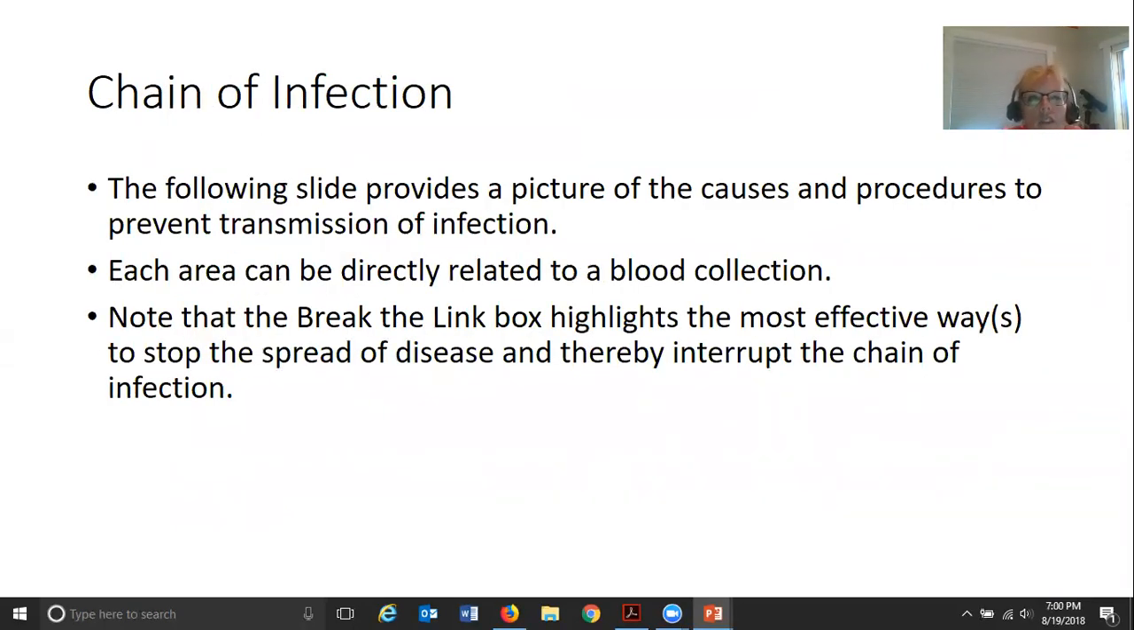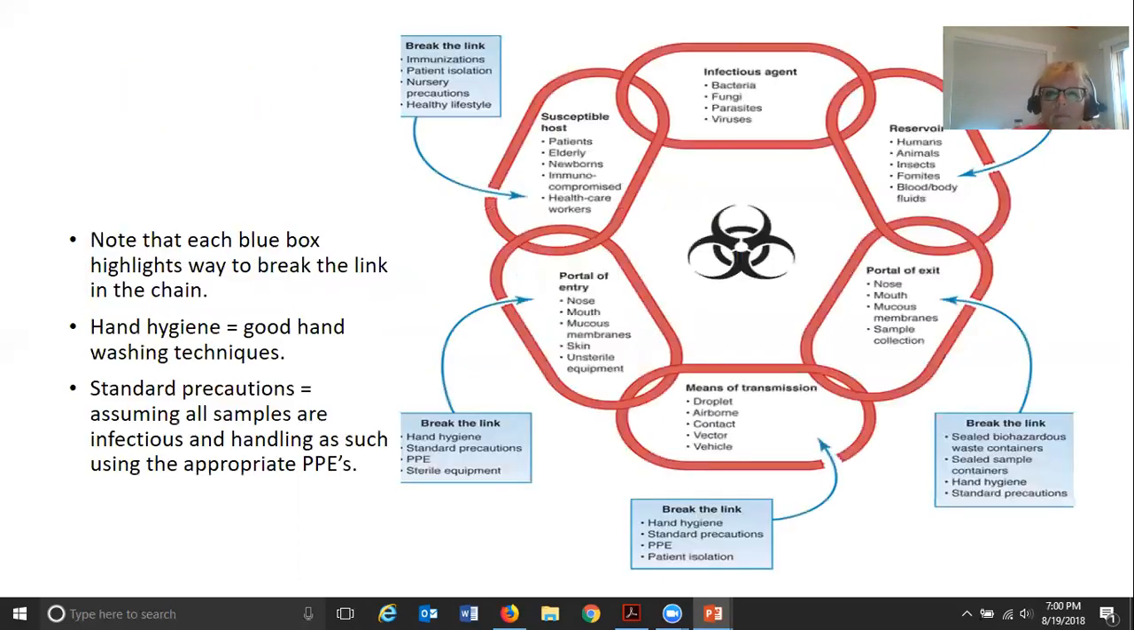When we talk about the chain of infection, we'll look at a slide that provides a picture of some causes and procedures that we can use to prevent transmission of infection or passing the infection on to others. Each area in this slide can be directly related to blood collection. The break the link box highlights the most effective way to stop the chain of infection. Each blue box highlights ways to break the chain. At the top we have our infectious agent. Just to the left of that, we have a susceptible host.